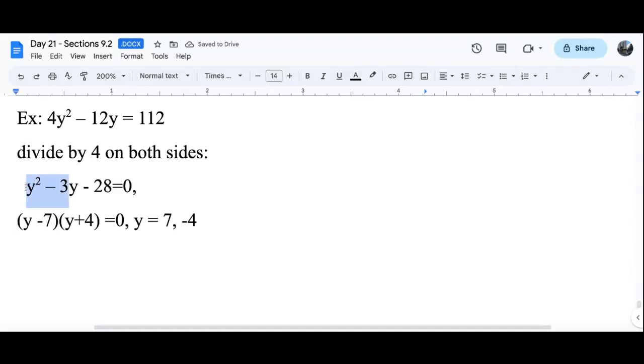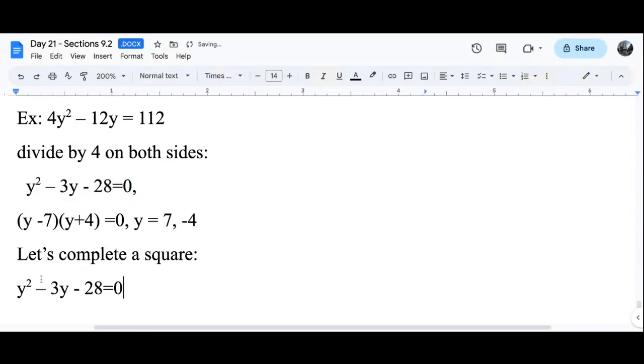So we get y squared, negative 12 divided by 4, that's negative 3. And 112 divided by 4, that's 28. We move to the other side, equals 0. And we can factor this, but let's complete the squares. Okay, let's try this method. So with this method, we want to write this equals to 28.